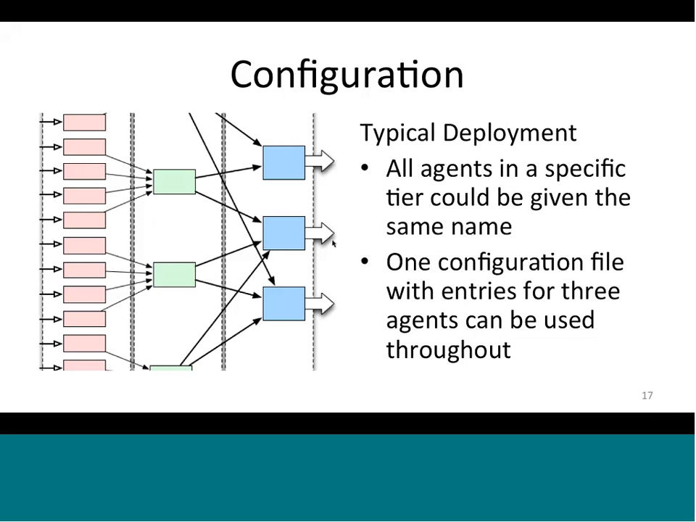All agents in a specific tier could be given the same name. One configuration file with entries for 3 agents can be used throughout. So the same configuration file can be used for all agents. Is that okay?